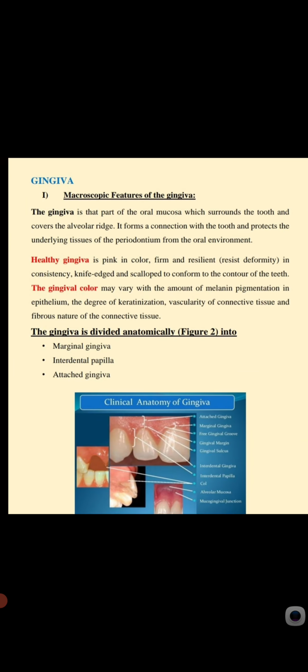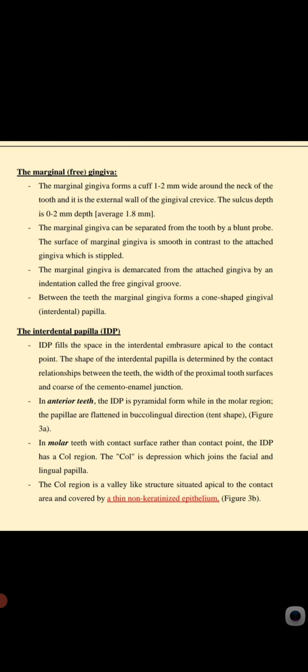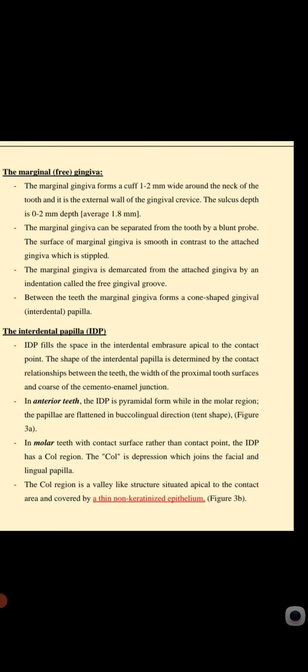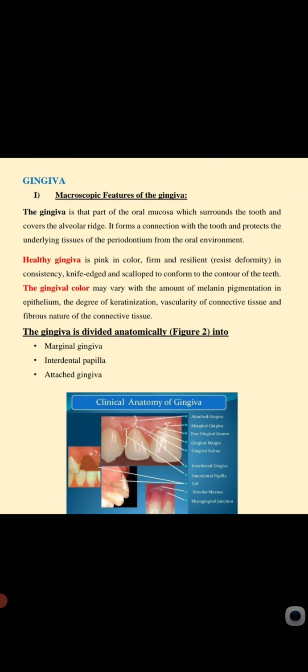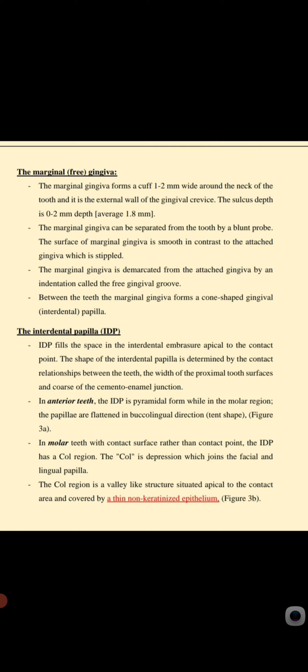First is the marginal gingiva or free gingiva. The marginal gingiva forms a 1 to 2 mm wide cuff in cup shape around the neck of the tooth. It is the external wall of the gingival crevice, meaning the gingival sulcus external wall, away from the tooth, is formed by the free gingival margin. The normal sulcus depth is from 0 to 2 mm, and the average is 1.8 mm. These values are very, very important.